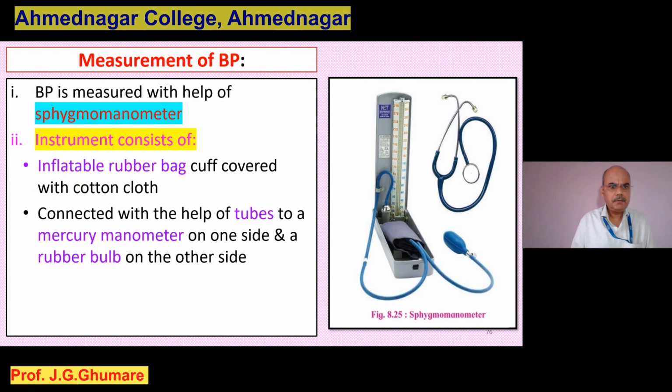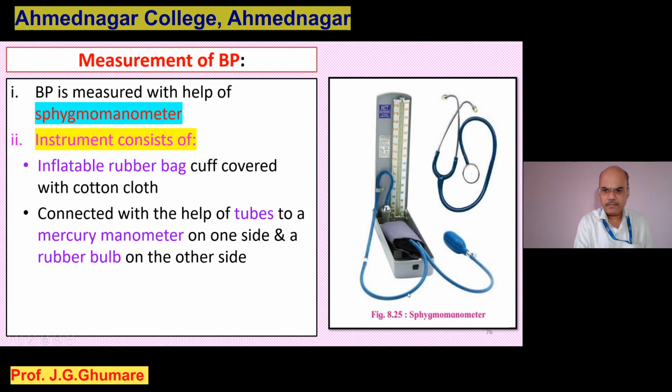Next, measurement of BP. I already told you BP is measured with the help of a sphygmomanometer. The instrument consists of, number one, an inflatable rubber bag, the one with the cotton covering, which is connected with tubes to two parts. Number one, a tube will connect to the bulb here, an inflatable bulb. This will inflate this particular cuff.